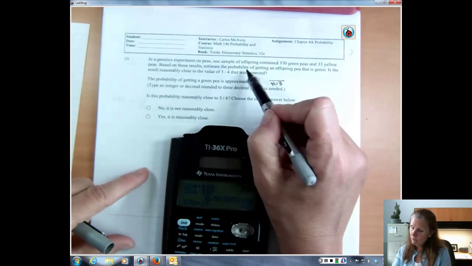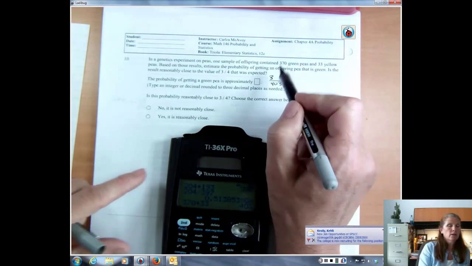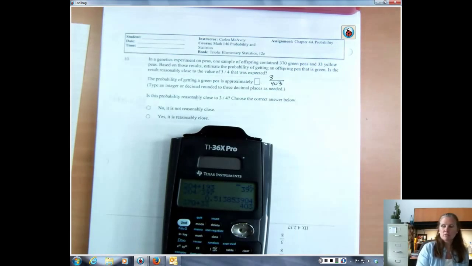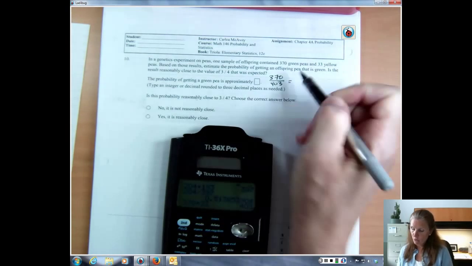What is the probability of getting a pea that is green? Well, we have 370 green peas divided by 403 total.